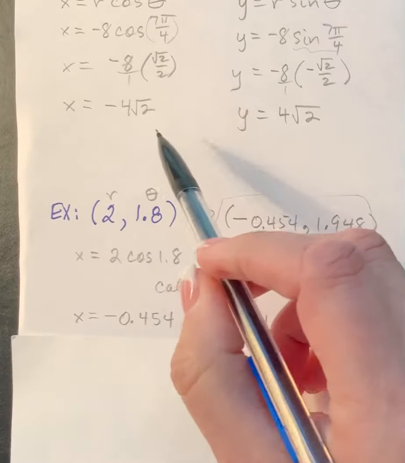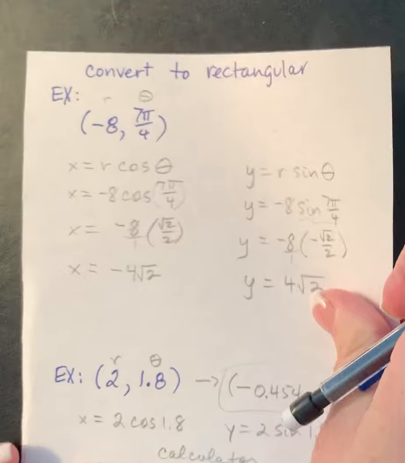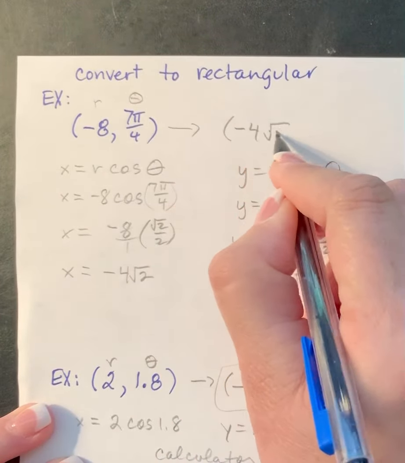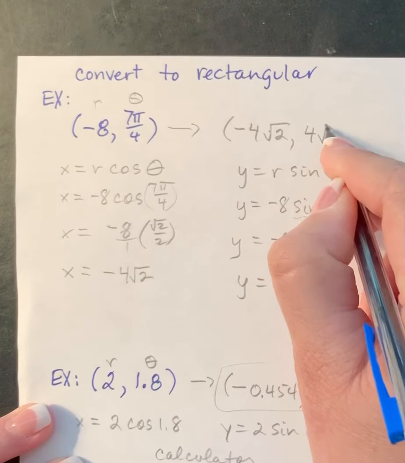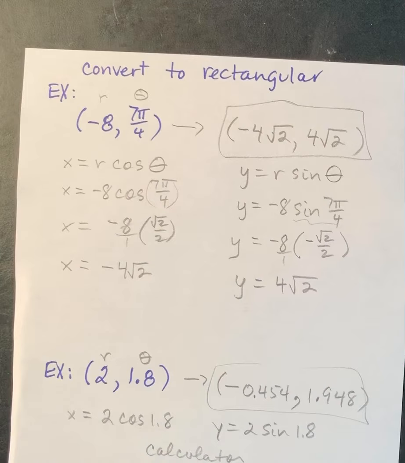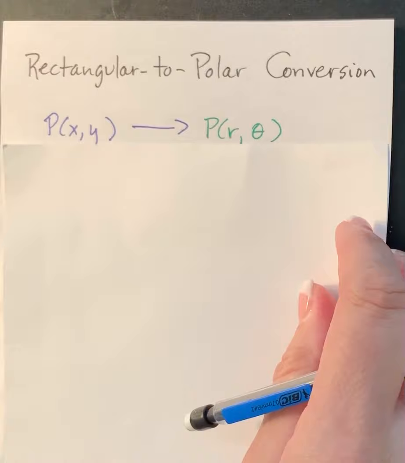And I realized in the last one I found the x and y coordinate, but I did not write it out really the way I should. So the final answer on this one should have been -4√2, comma +4√2. That was the final answer, okay, because these are points. All right, now if you are converting the other way around, you're going from rectangular to polar.